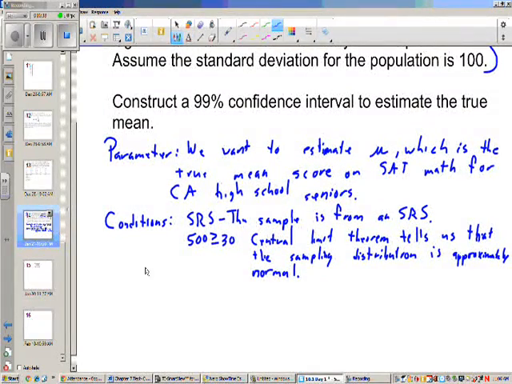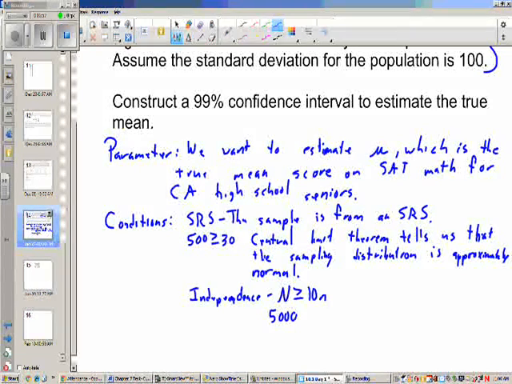And now the last thing, we want to check for independence. Since we're sampling without replacement, we want to check to see that the population is at least 10 times as big as the sample. So our sample is 500, so we need to know that there are more than 5,000 high school seniors, and California is a pretty big state, so just say there are more than 5,000 California high school seniors.